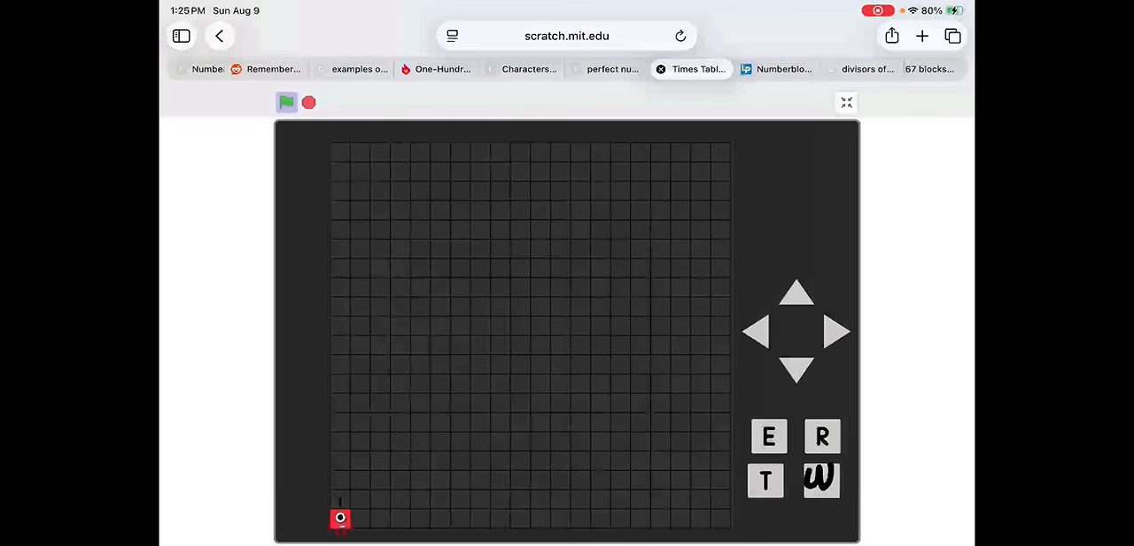First, we're going to start with our 1 times table. Here we go. 1 times 1 is 1. 2 times 1 is 2. 3 times 1 is 3. 4 times 1 is 4. 5 times 1 is 5. 6 times 1 is 6. 7 times 1 is 7. 8 times 1 is 8.